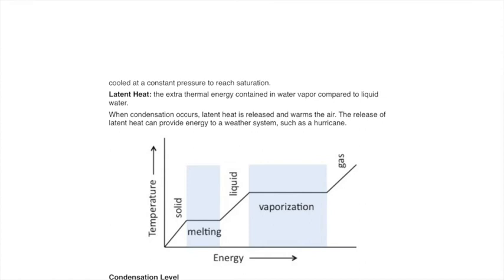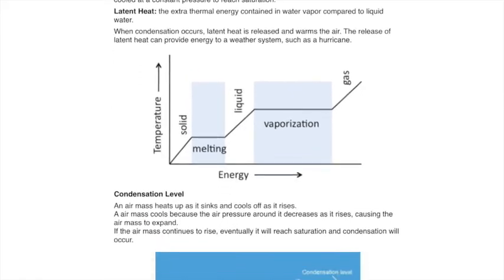So latent heat is the extra thermal energy, say, in the steam that burns you worse, because that steam had latent heat in it. It had extra thermal energy that didn't change its temperature. So it was still 100 degrees, just the same as the water, but it had more energy in it, so it had more latent heat in it.